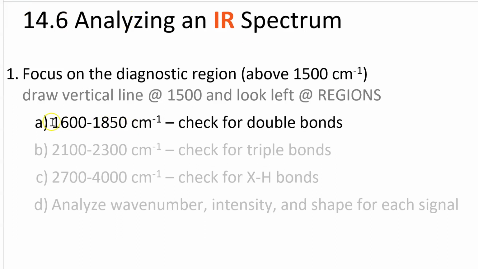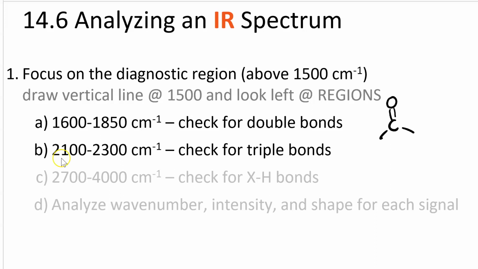Signals between 1600 to 1850 wave numbers, you're checking for double bonds. Look out for carbonyls in this region. A carbonyl will tend to be the strongest signal in an IR spectrum if it's present. Looking at the region 2100 to 2300 wave numbers, check for triple bonds. These will always be lower intensity than a carbonyl.